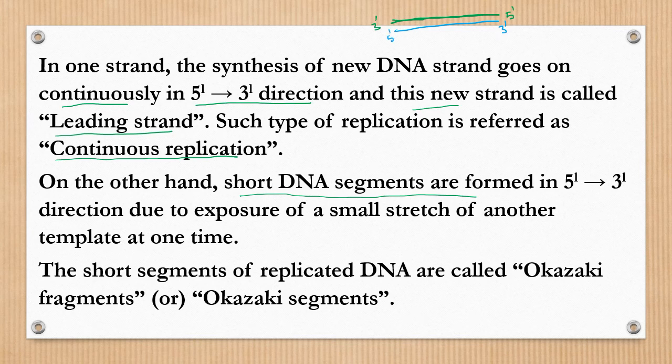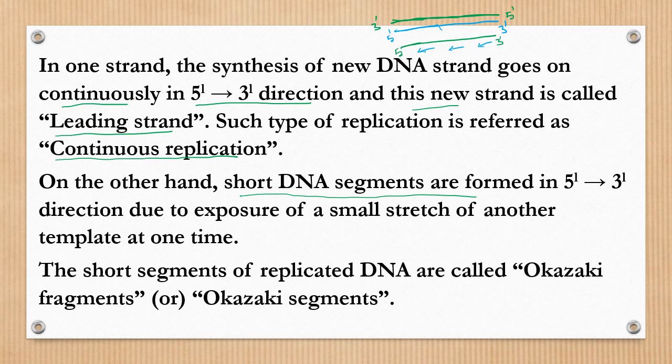Continuously. And on another strand, this is another template, the parental DNA. So it is 3 to 5. On the other strand, the DNA forms in small fragments. So the continuous formation, this one we will call continuous replication.